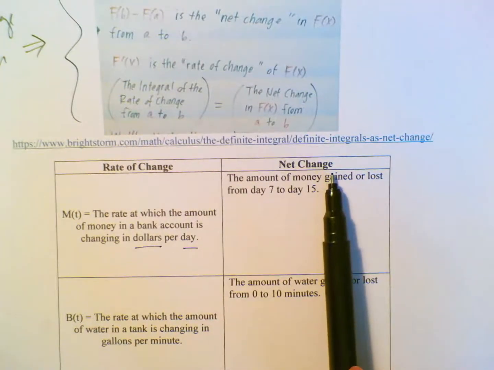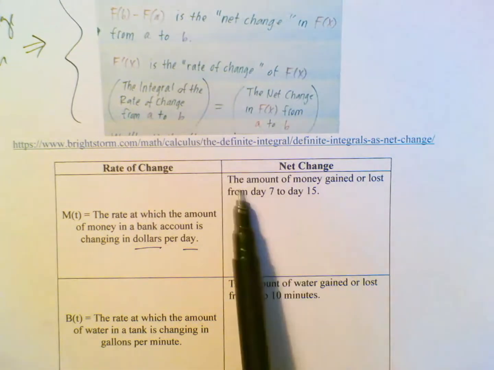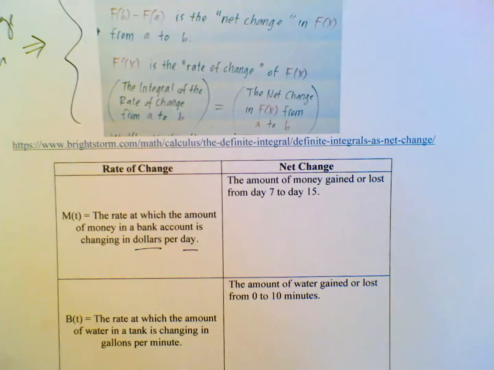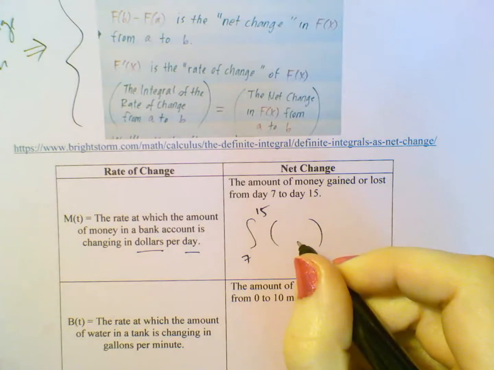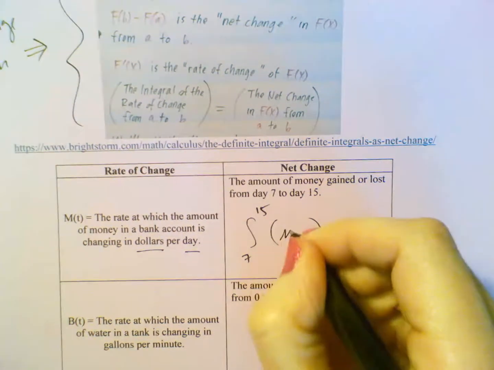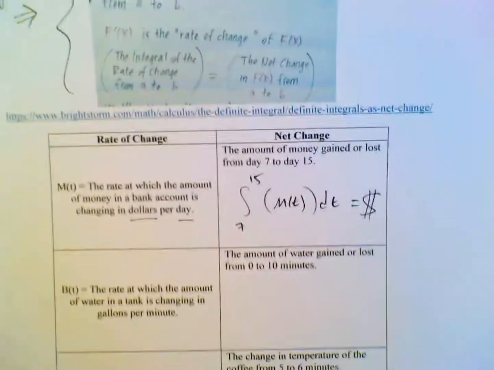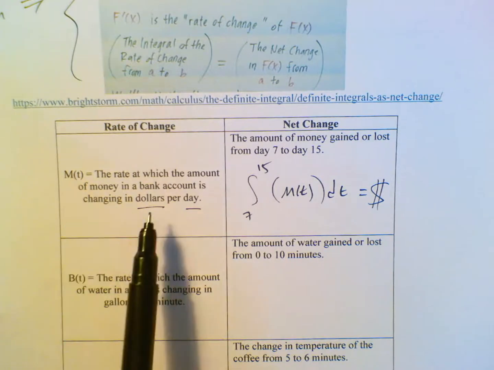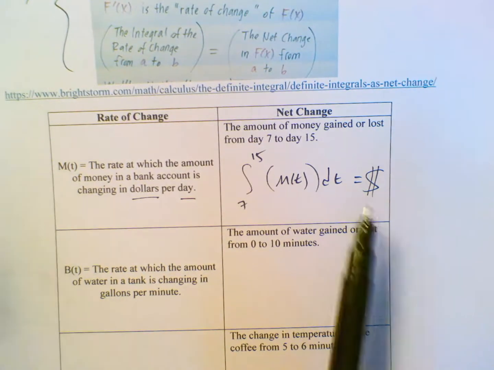Now I want to use an integral for this net change. The net change in this context that I'm looking for would be the amount of money gained or lost from day 7 to day 15. So the integral from 7 to 15, and then you put the rate of change in here, so that'd be m of t dt. This is going to give me the amount of money. The rate has units like something per something, but when you do the net change, you're just going to get the top unit. So this would just be dollars.